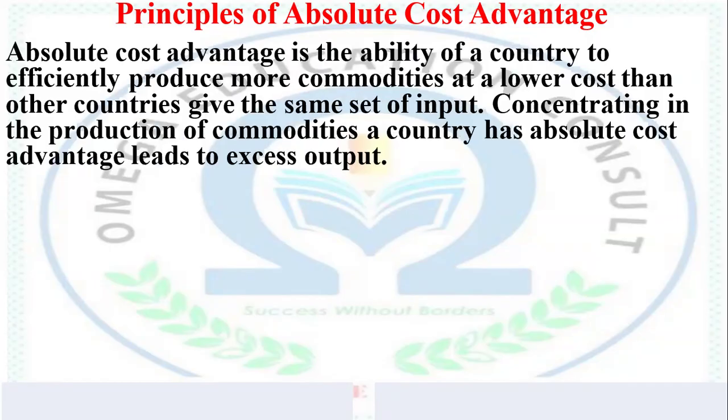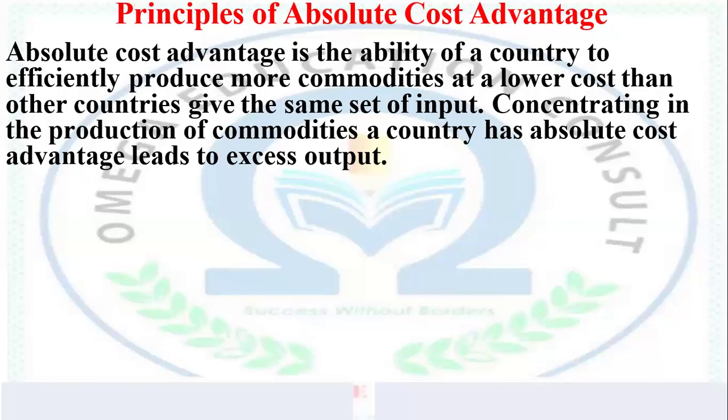Now, the absolute cost advantage is the theory that was developed by Adam Smith. And this theory or principle states that various countries have different abilities or efficiencies in the production of various commodities. And for that matter, there are different costs in the production of these commodities. Some countries produce the commodities at a very high cost, others produce at a very low cost. Now, this theory is saying that countries should select and concentrate on the production of those commodities that they can produce at the lowest cost.